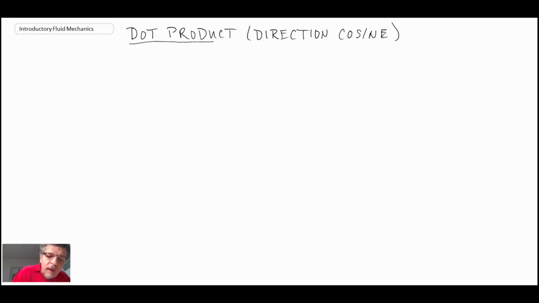We're now going to continue on looking at vector relations. In this segment, we're going to take a look at the dot and the cross product. So let's begin with the dot product. The dot product is also sometimes called the direction cosine. What the dot product does is it takes two vectors and converts those two vectors into a scalar.